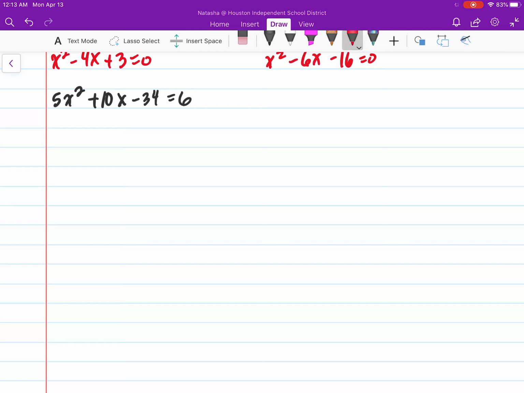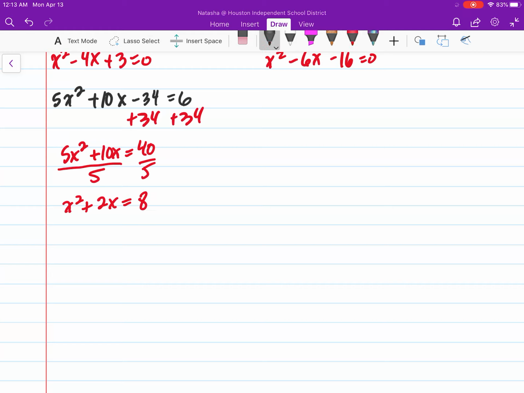But if we look at the next problem, we have 5x squared plus 10x minus 34 is equal to 6. So I'm going to add 34 to both sides. That's going to give me 5x squared plus 10x, and that's going to be equal to 40. We're going to divide both sides by 5. That's going to give me x squared plus 2x is equal to 8.